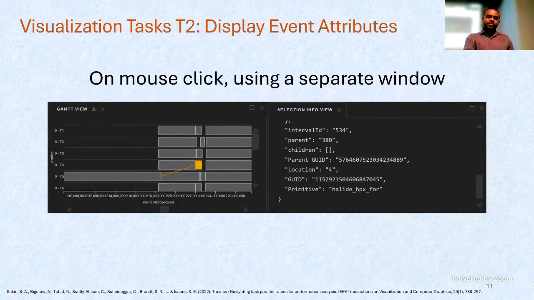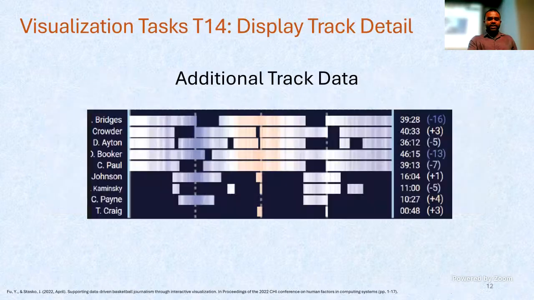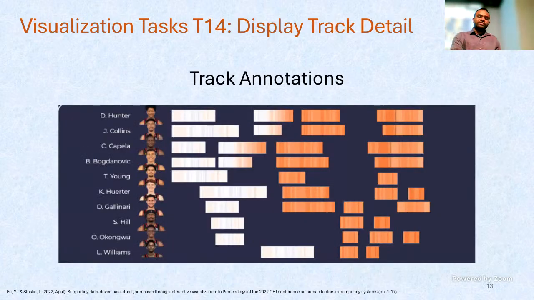Okay, then let me show you another example with another visualization task, which is displaying track details. Typically, this is done by showing text for each detail. In this example, individual people are being mapped to each individual track. That's why you can see different people named on the left and different numerical values displayed on the right in each track. In some cases, we also notice the use of annotation in displaying track detail. In this case, you can see images of individual people used in each track.